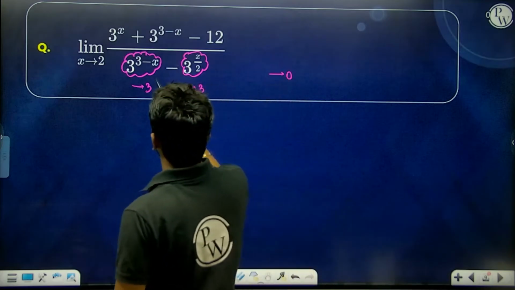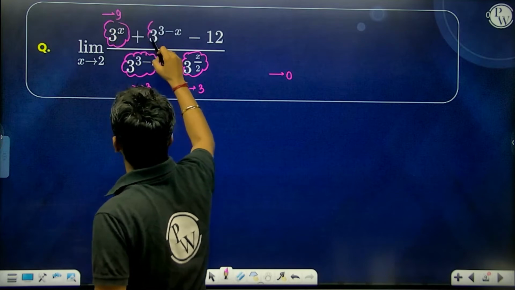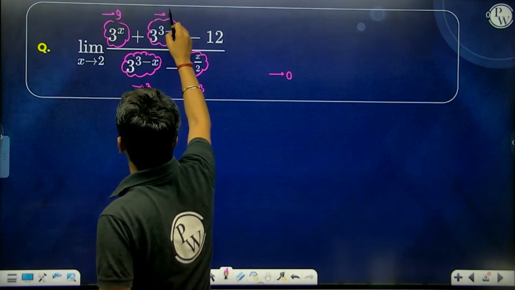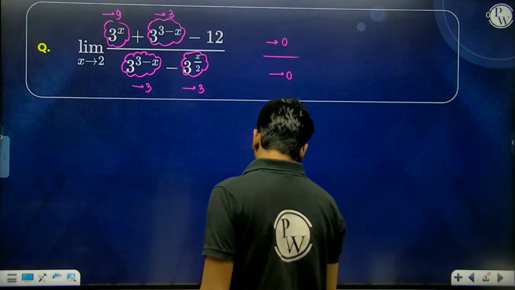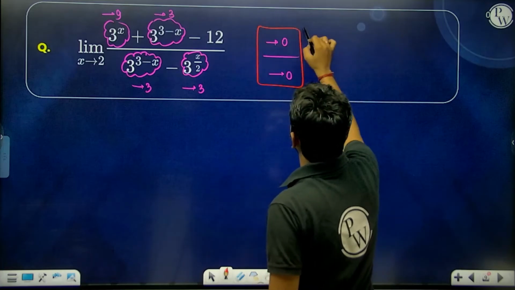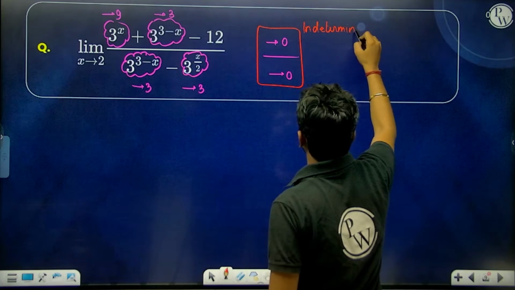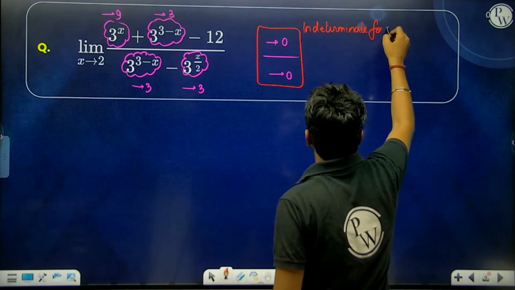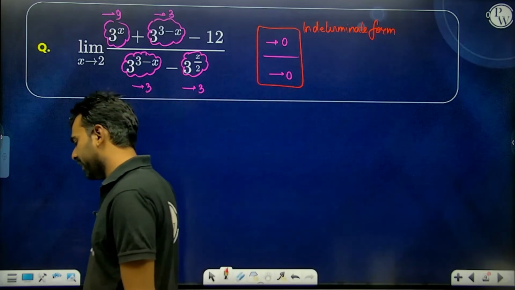Yes, sir. Then over here, this will be moving towards 9, and this will be moving towards 3. Minus 12, if you do, don't you think the numerator is also going towards 0 only? Yes. So it is tending to 0 upon tending to 0 form, an indeterminate form. We can find this limit only by certain manipulations.